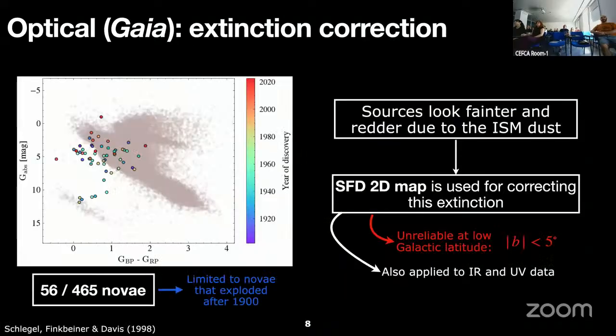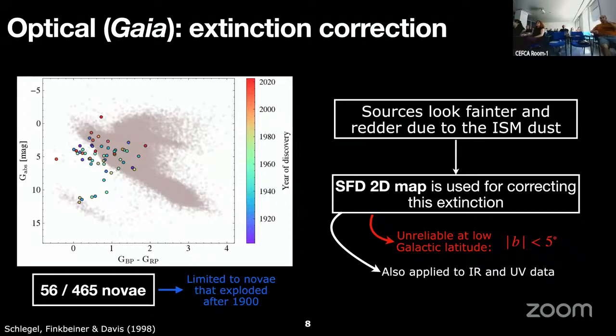And, well, there's another issue, which is the extinction, and it has to be corrected also. The extinction is the phenomenon in which there is interstellar dust between the satellite and the sources and makes the sources look fainter and redder. To correct this, we used a dust map that we applied first in the optical, and then it was applied in the infrared and the ultraviolet.